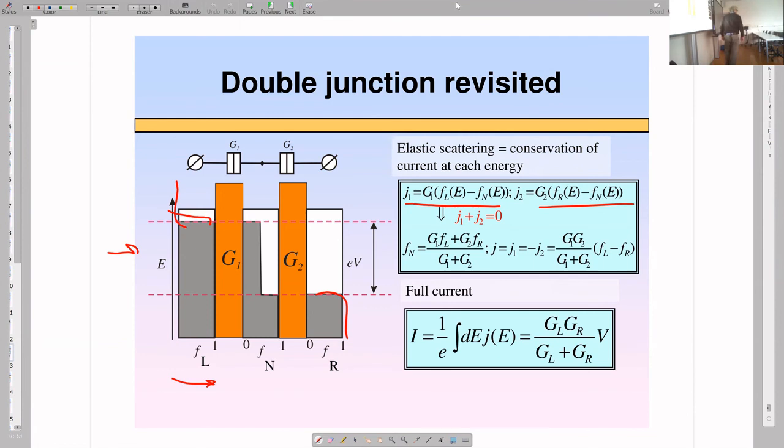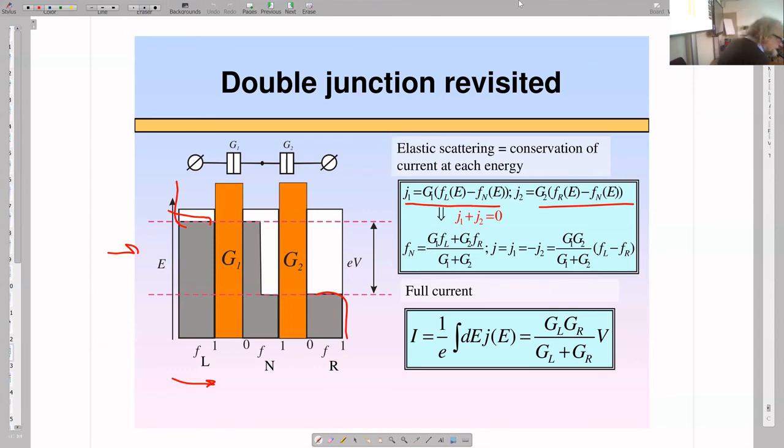Energy conservation. The junction is too short for inelastic processes to take place. So we have conservation of current at each energy. We can compute filling factor, which depends on energy. It has 2 steps. Full current from this derivation just recovers Ohm's law. Fine, that's what we expected. But we also have this funny filling factor as an output of the calculation.